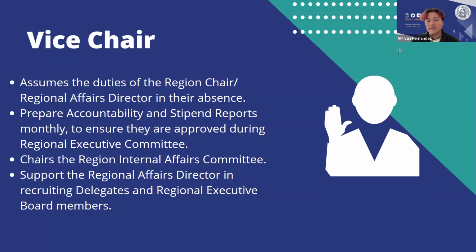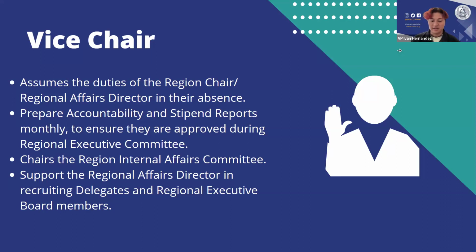The other thing, and this is really important for vice chairs, is to prepare accountability and stipend reports on a monthly basis. This will basically ensure that all delegates as well as regional officers get paid. I know there has been an issue just trying to get the reports created, approved through the executive committee or the delegate assembly, sent to me, and then get all of those small details together. However, that is the most efficient way for us to pay all delegates and regional officers.